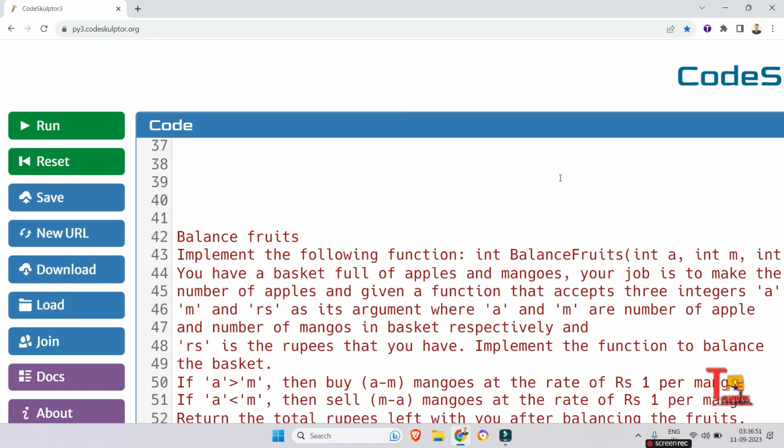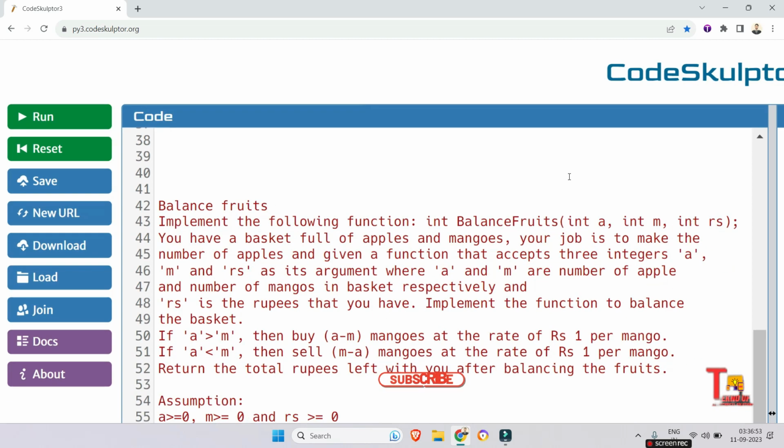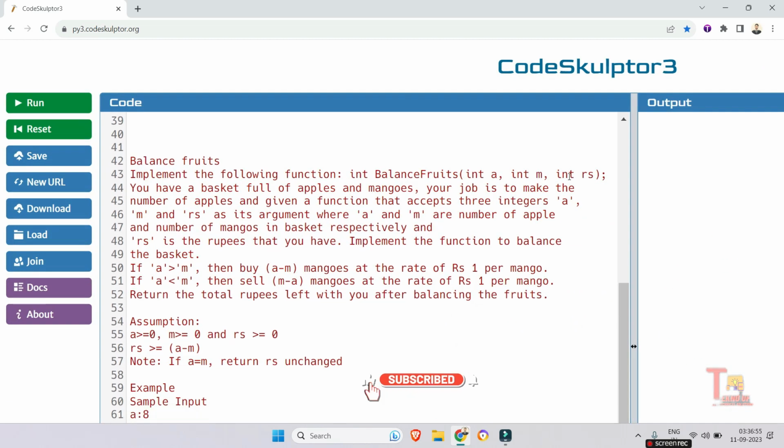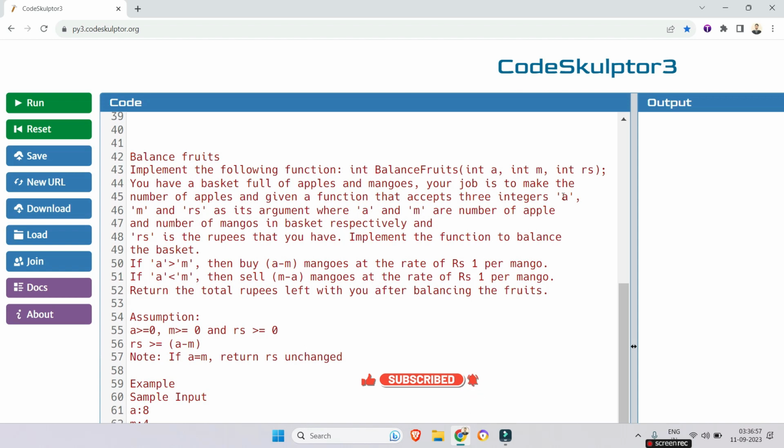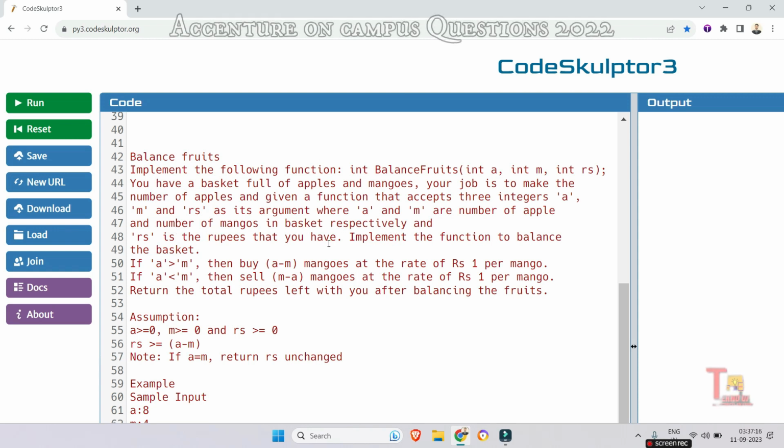So the question is regarding balancing of fruits, right? Implement the following function. You have a basket full of apples and mangoes. Your job is to make the number of apples and mangoes equal, given a function that accepts three integers a, m, and rs as its arguments, where a and m are the number of apples and the number of mangoes in the basket respectively, and rs is the rupees that you have. Implement the function to balance the basket.